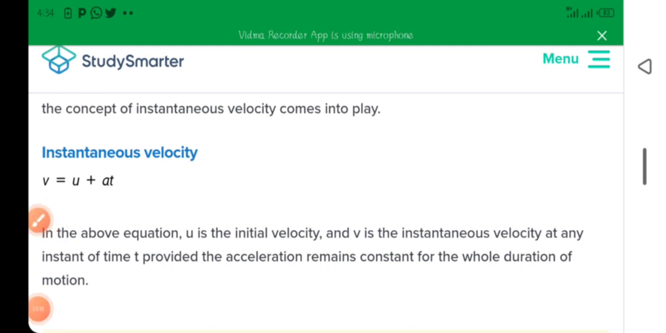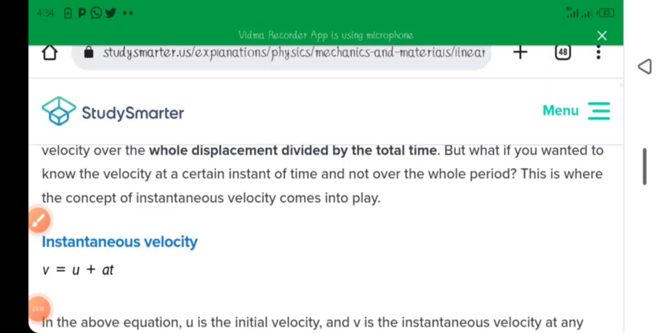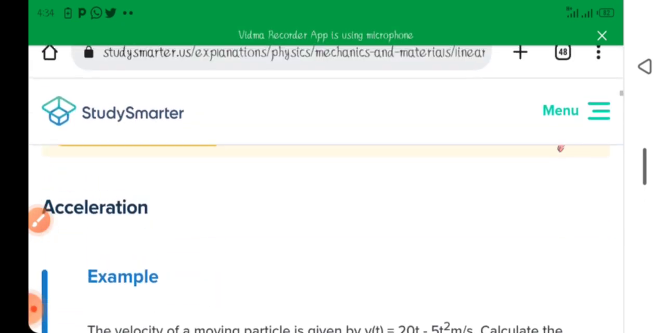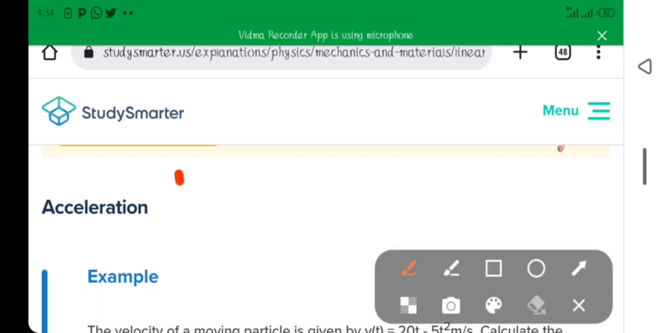Now for the velocity time graph, we have almost the same thing.